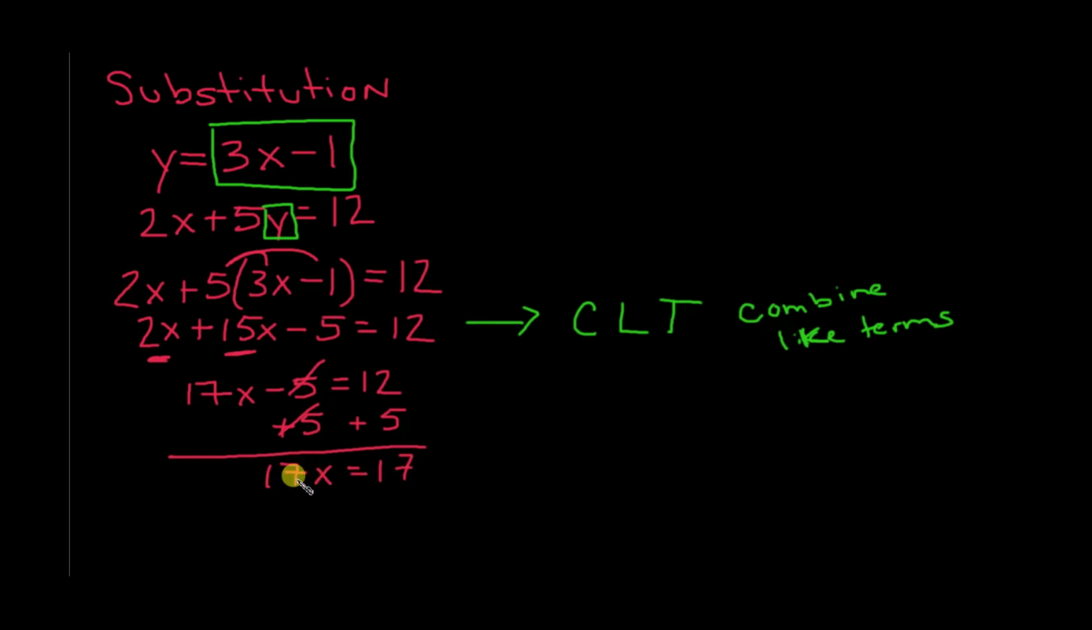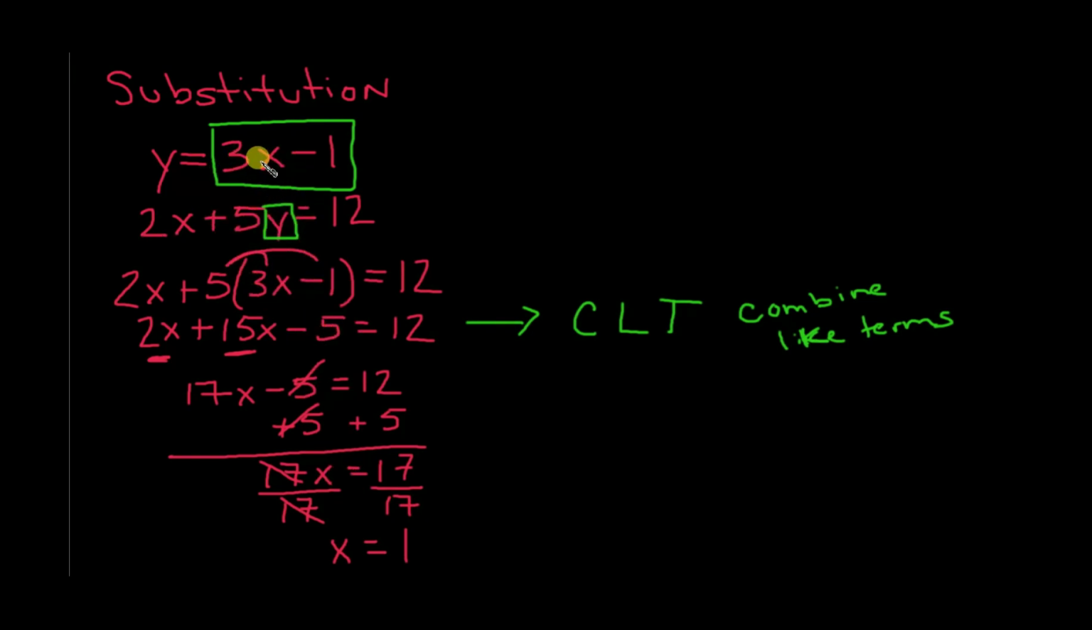This is multiplication since these two are attached, so to undo multiplication we have to divide by the 17 because this will leave us with just the x, or isolating that variable. And if you notice, the 17's will go away and you have x is equal to 17 divided by 17, which is 1. So now that we know x, we can plug into either one of these equations.